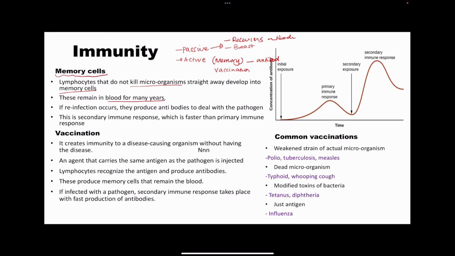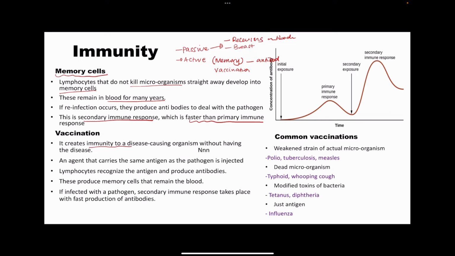If there is ever reinfection, these memory cells will be activated and they will produce antibodies within a shorter period of time, and larger quantities of antibodies will be produced. This will help deal with the pathogen to prevent the infected person from experiencing the symptoms of disease. And so we can see here that this is the secondary immune response. Usually, if somebody has been exposed to the infection previously, the secondary immune response is going to be faster in comparison to the primary immune response. Next part, let's talk about vaccination.